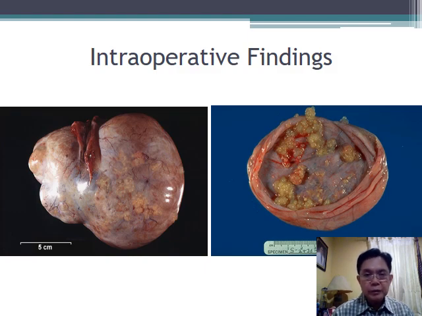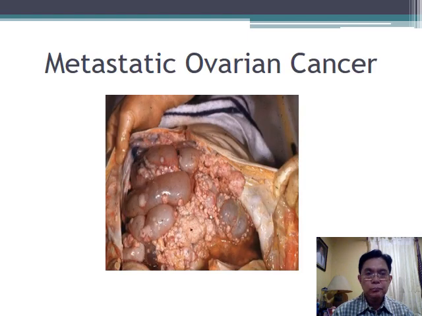However, when you open up the specimen, you will see that there are a lot of papillary excrescences inside. So grossly, again, the tumor is malignant because of papillary excrescences on the internal surface of the ovary. So intraoperatively, you can say that you should highly consider the possibility of a malignant ovarian tumor. Or it can be a far advanced disease, such as this one.